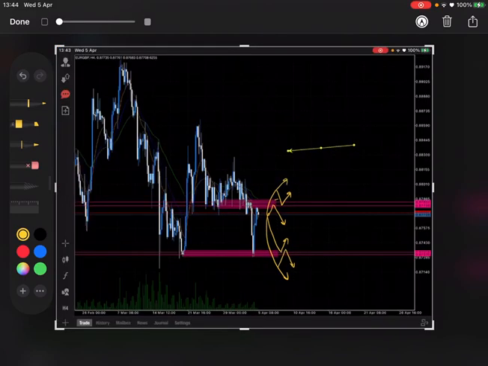Now, mind you, we do have a high impact news on USD pairs later in the evening during the US session. So go check forexfactory.com to get your timings right. All right, so that's it for the 3 pairs.